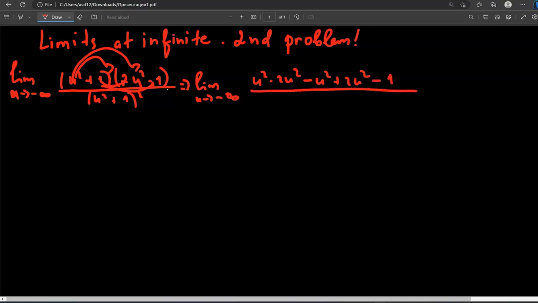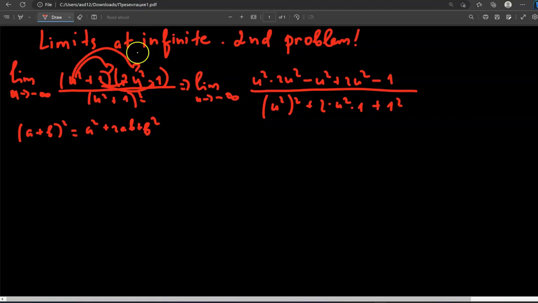So divided by, at the bottom we have the square formula, right? What I mean is that (a plus b) squared is our short multiplication formula: a squared plus 2ab plus b squared. We can use this formula. So in this case we have u squared to the second power, plus 2 multiplied by u squared and multiplied by 1, plus u squared. So let's simplify first of all what we have in the denominator and in the numerator.